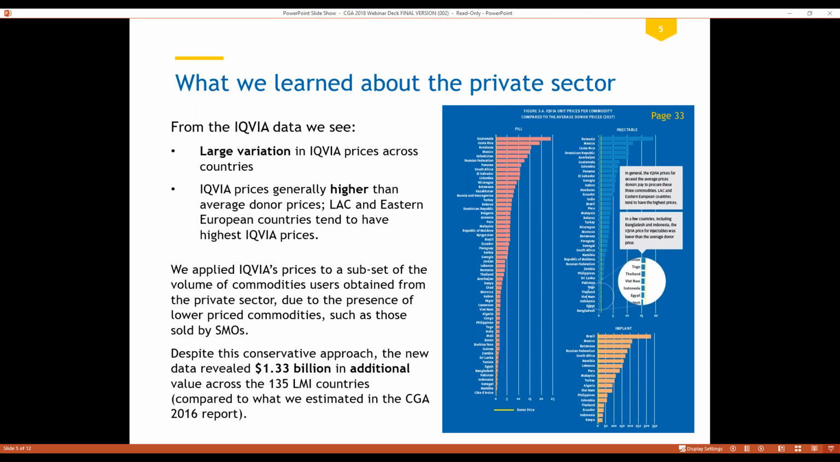So in this new analysis, and we look at numbers both on spending and on consumption costs for the public sector, we're valuing all of those commodities at public sector prices. And within the private sector, we're valuing those commodities at this sort of hybrid mix of these IQVIA prices as well as the subsidized prices.